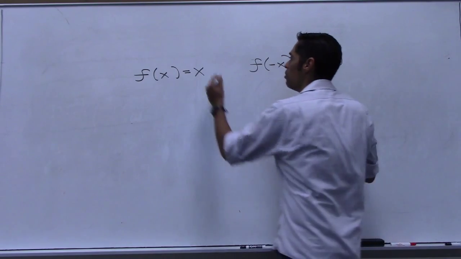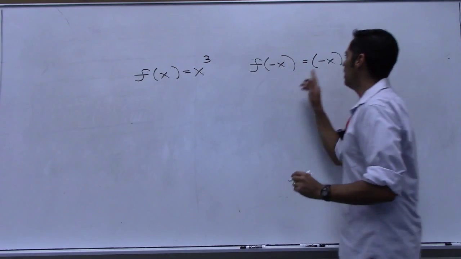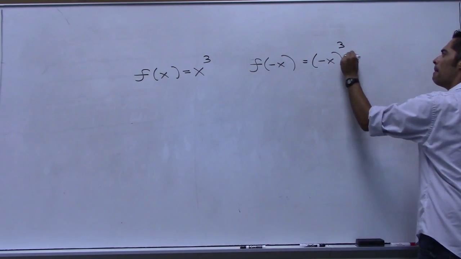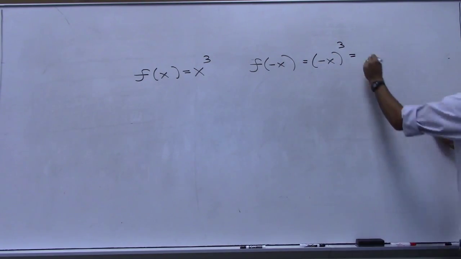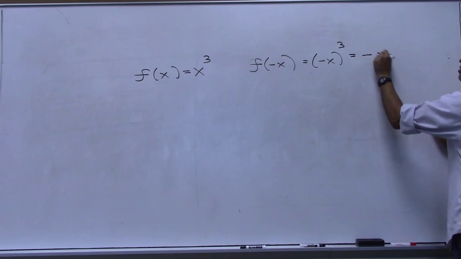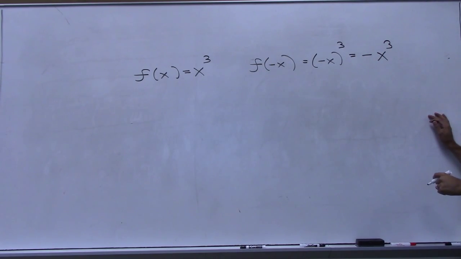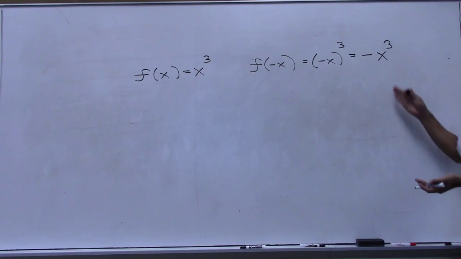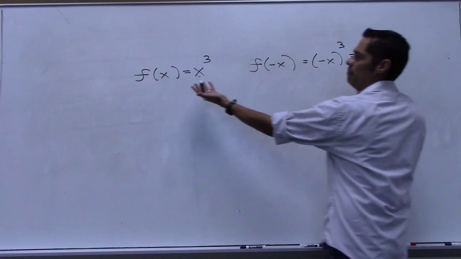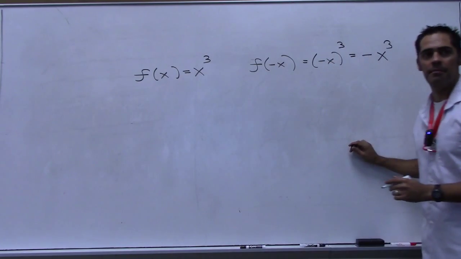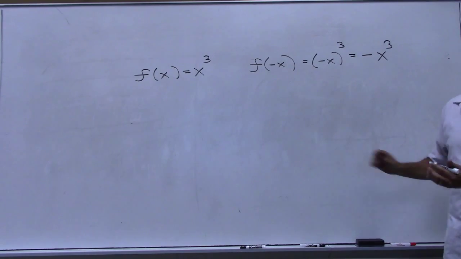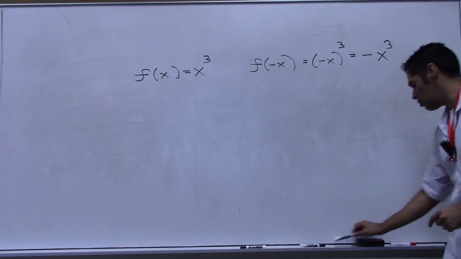So if I do x cubed here, what would happen if I plug in a negative into this? It's still negative, right? But it's now x cubed. So it's still going to maintain the negative. So are these two the same? No, they are not the same. So it's not even for sure.